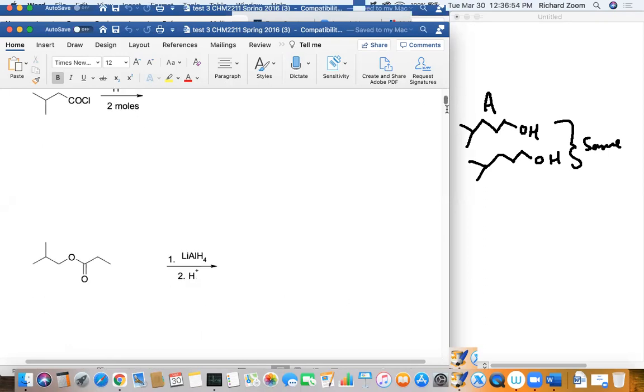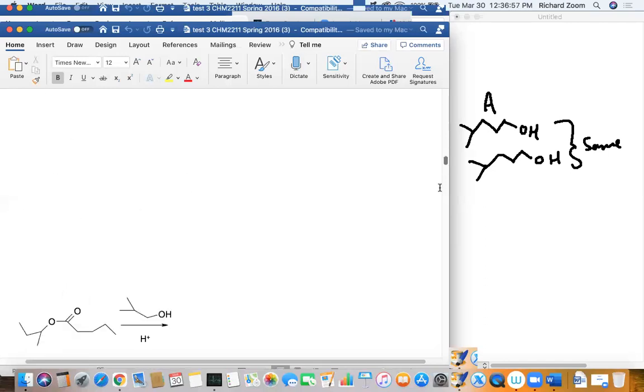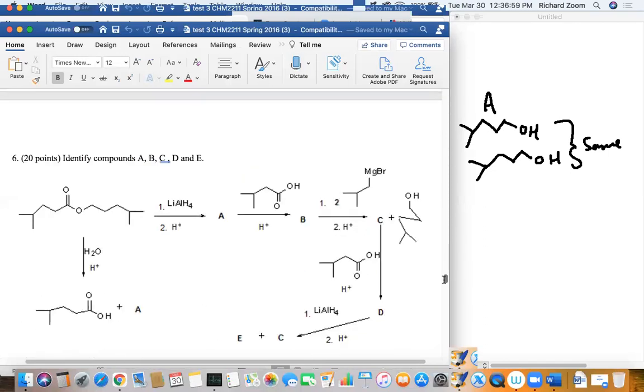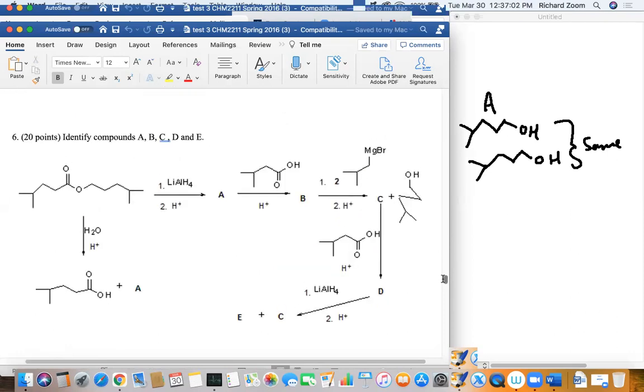It's probably not the best example. I'll show you better examples of this kind of thing later that are a bit more clear than that, but that's something that might be helpful.